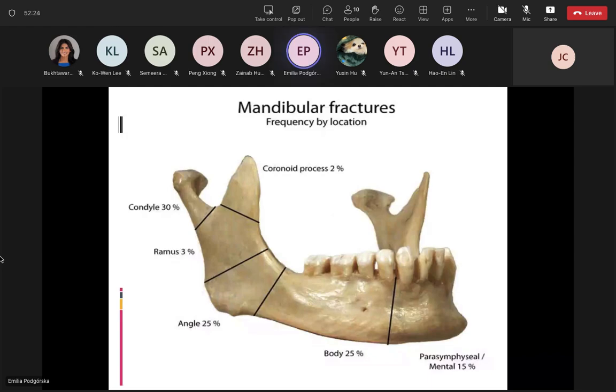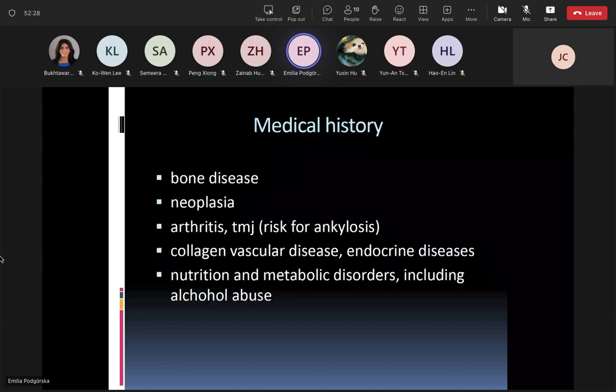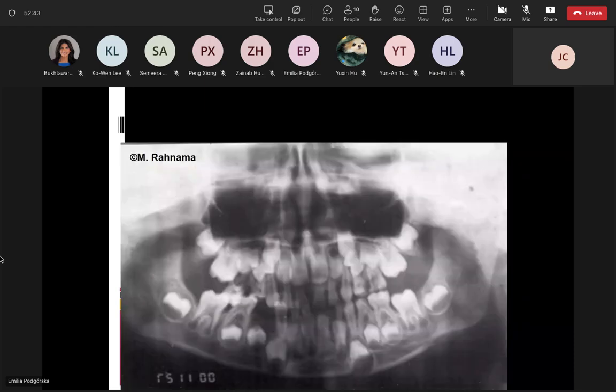Medical history: bone disease, neoplasia, arthritis, risk for ankylosis, collagen vascular disease, endocrine disease, nutritional and metabolic disorders, including alcohol abuse.